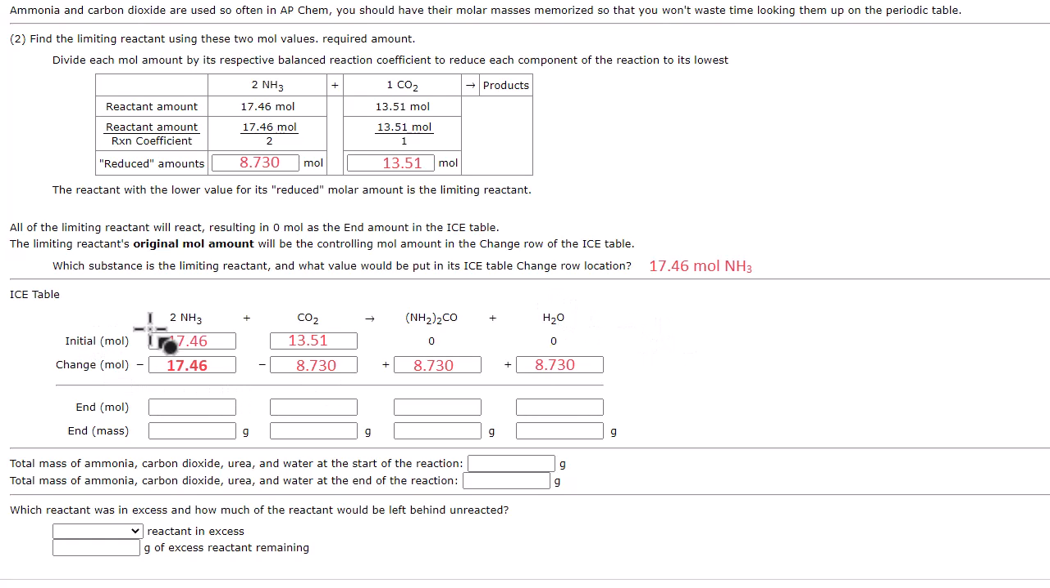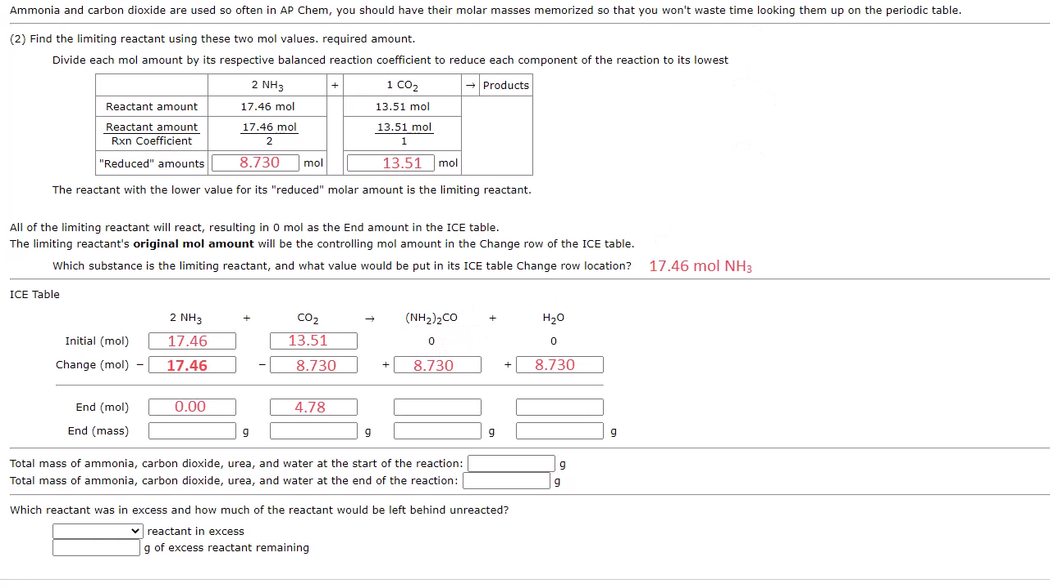Now, with the two amounts, the initial and the change, you can find the end amount. So that first subtraction is going to be one that you'd expect, 0. No ammonia left. It's the limiting reactant. But we're going to have leftover carbon dioxide. There it is. Do this subtraction, and you're going to have 4.78 moles of CO2. We'll change that to grams later. And we'll know exactly how much of this urea is going to be produced.